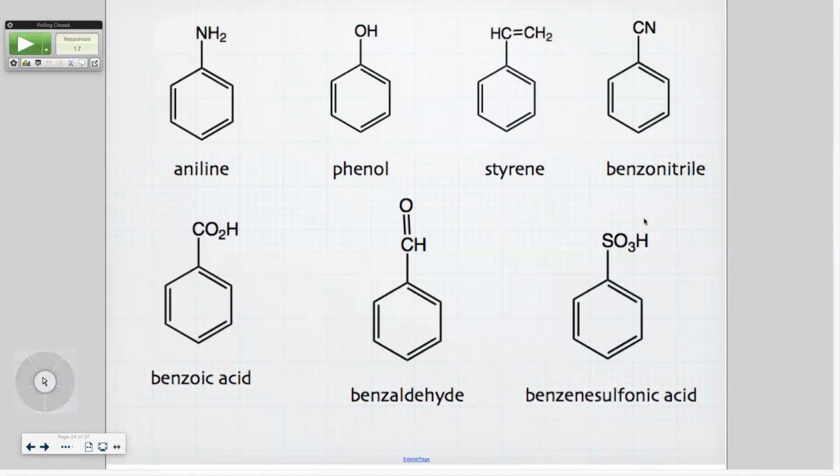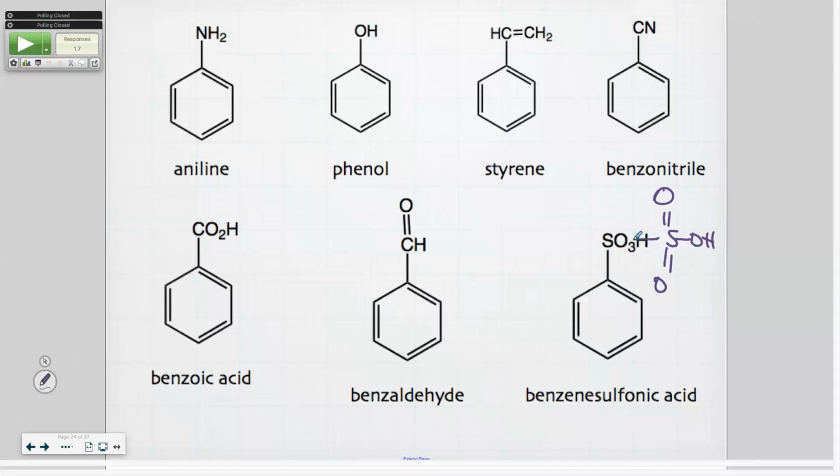It still didn't take me quick. Okay. Remember that S will break the octet rule? It's the bane of all chemistry students. SO3H. That's what it looks like.